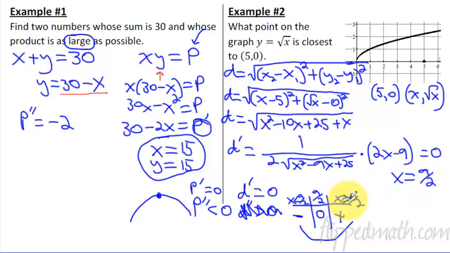So using the first derivative test, I didn't have to use the second derivative test on that one. I can verify that at x equals 9 halves, that is the closest coordinate point. So the point is 9 halves, comma, and then the square root of 9 halves, which is 3 over square root of 2. And yes, you could rationalize that if you wanted. But that is our answer.